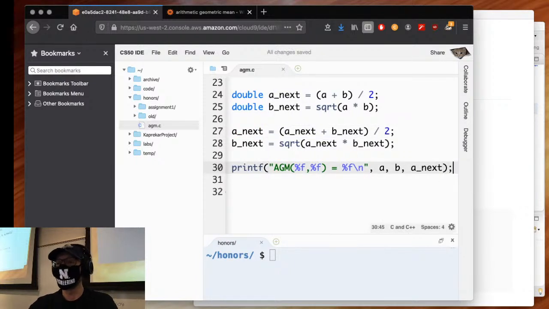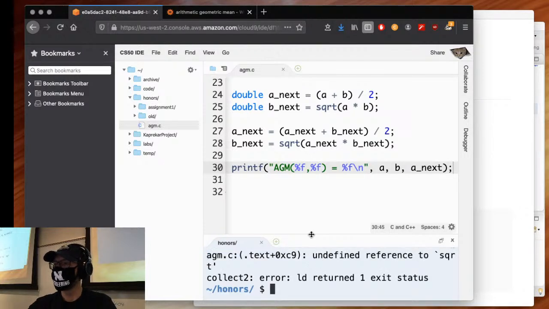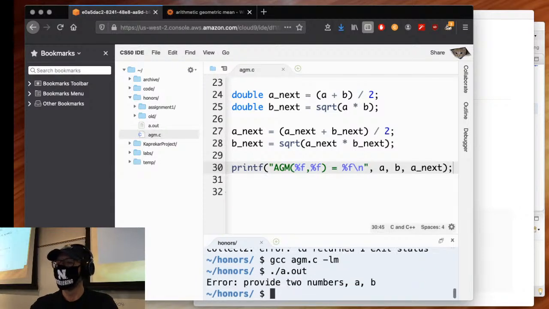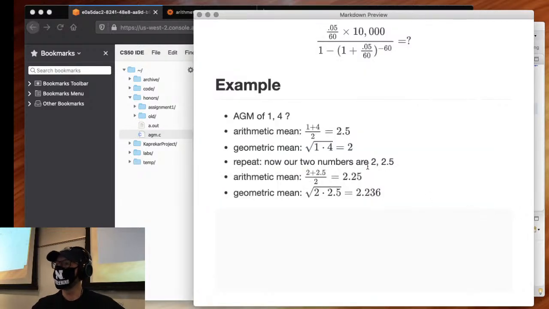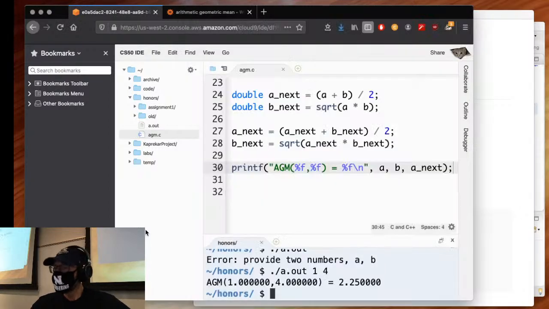I don't have any loops here at all yet, right? We're not done yet. GCC, AGM. Oops. What do I need to do if I'm using math? There we go. Provide two numbers, please. 2 and what did I have before? No, 1 and 4, sorry, right? All right, 2.25. That jives here with the first iteration right here, right? And so we're on the right track here.